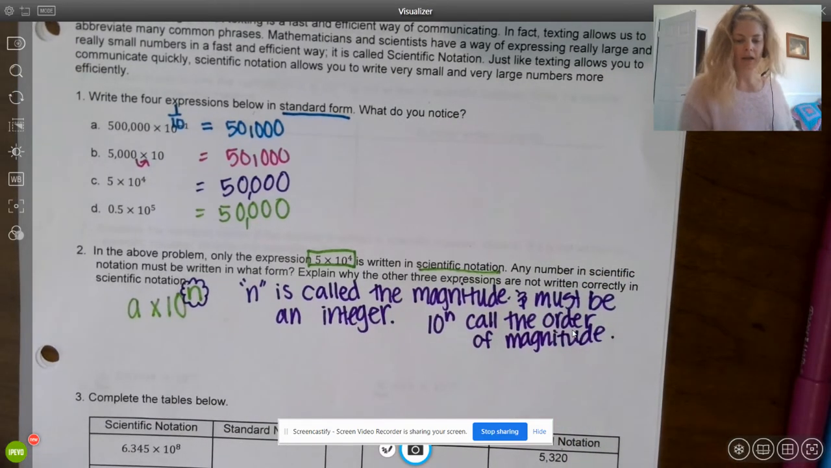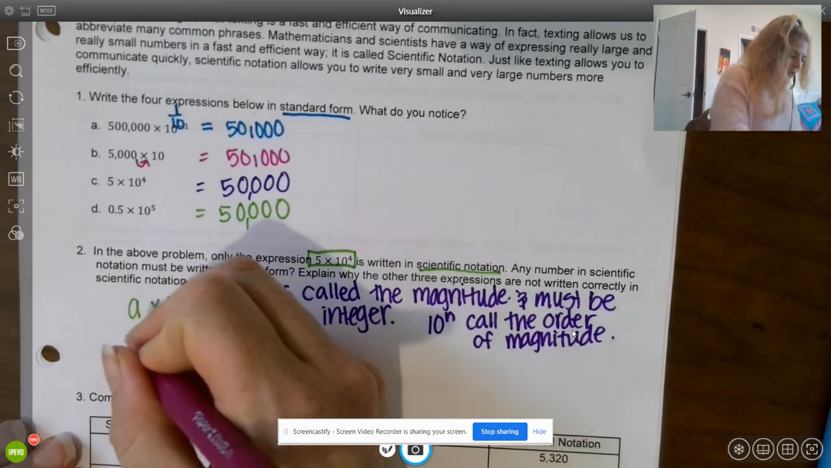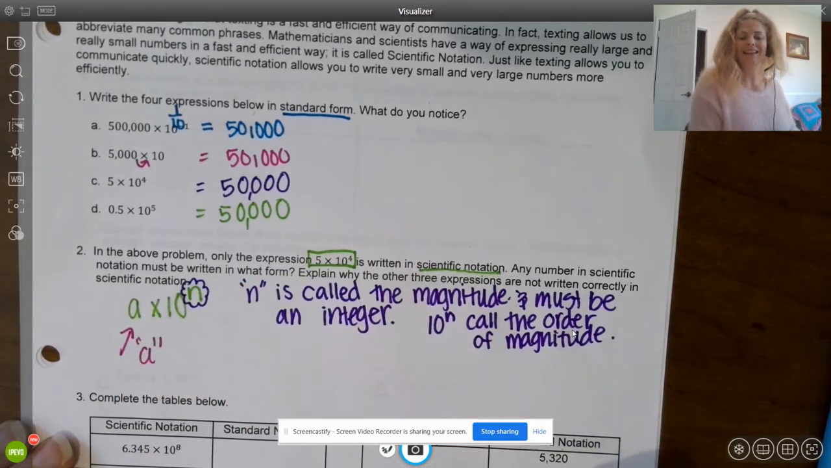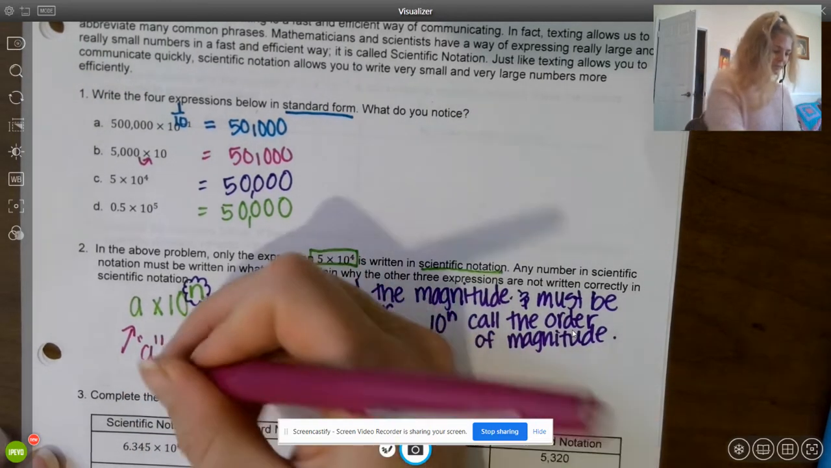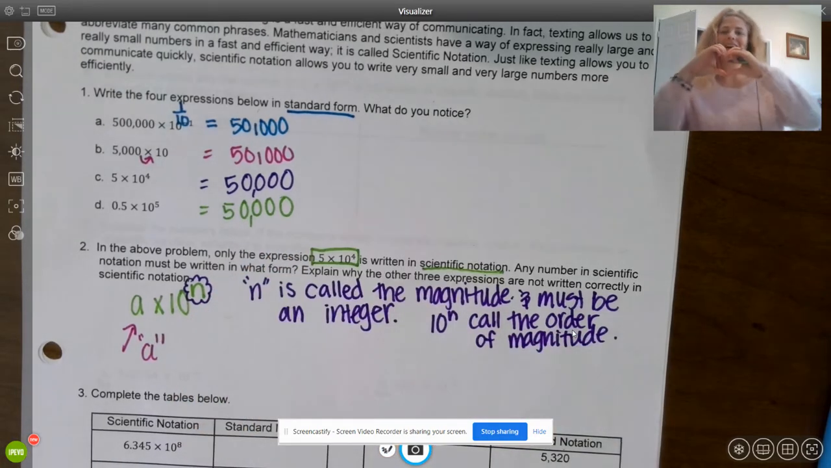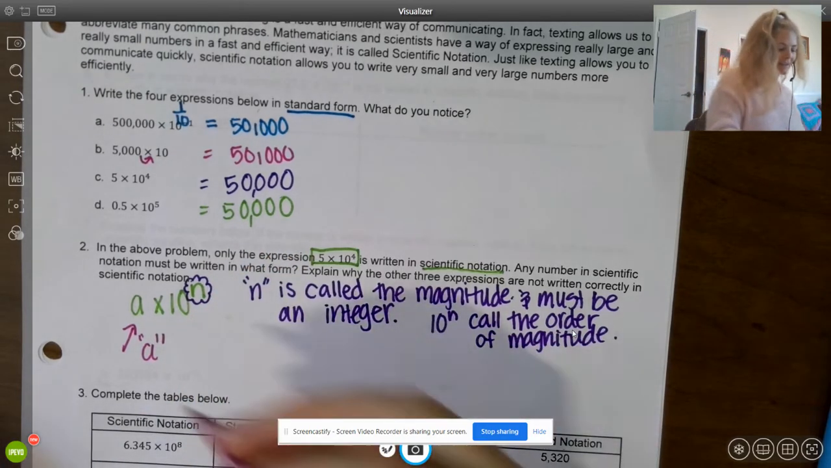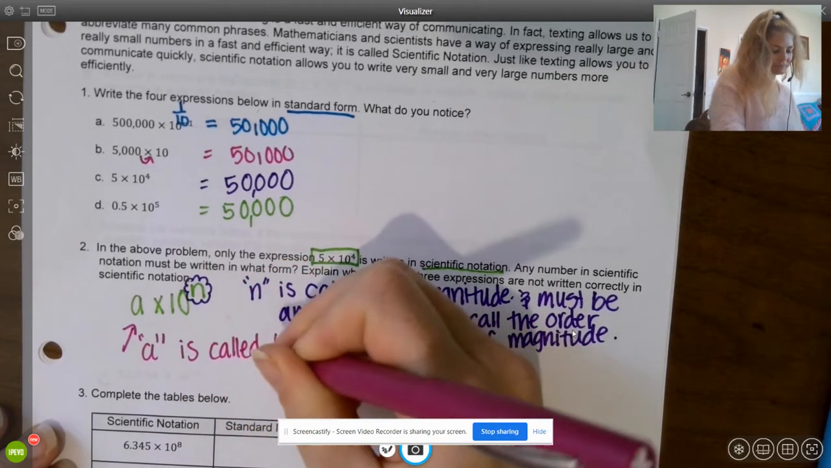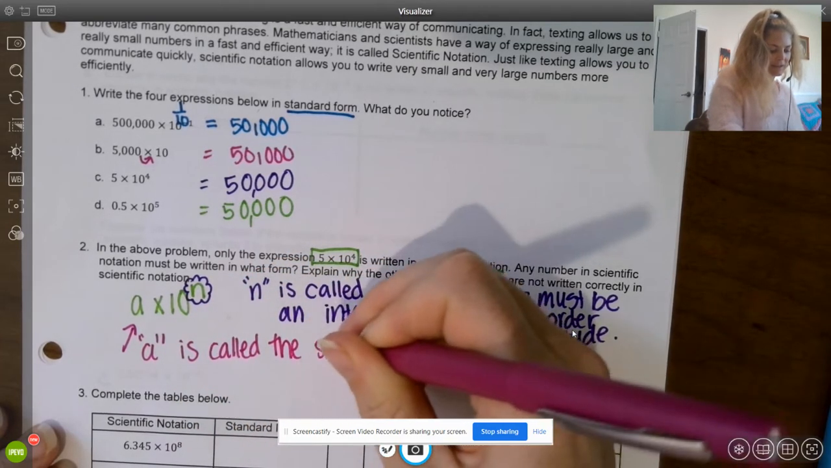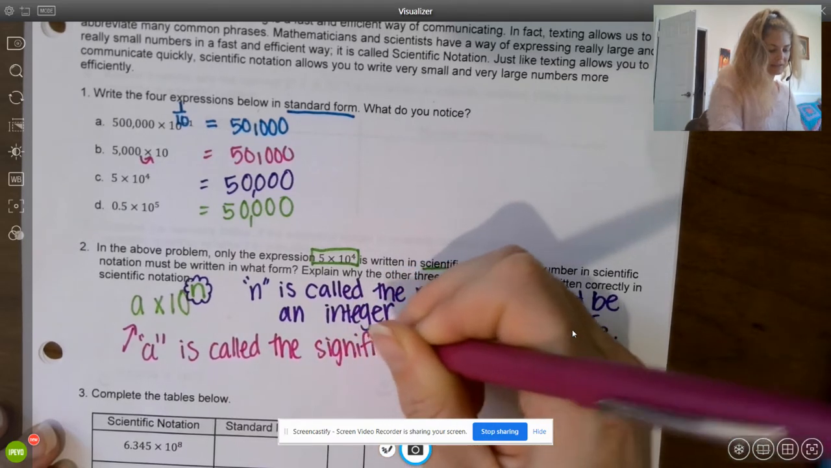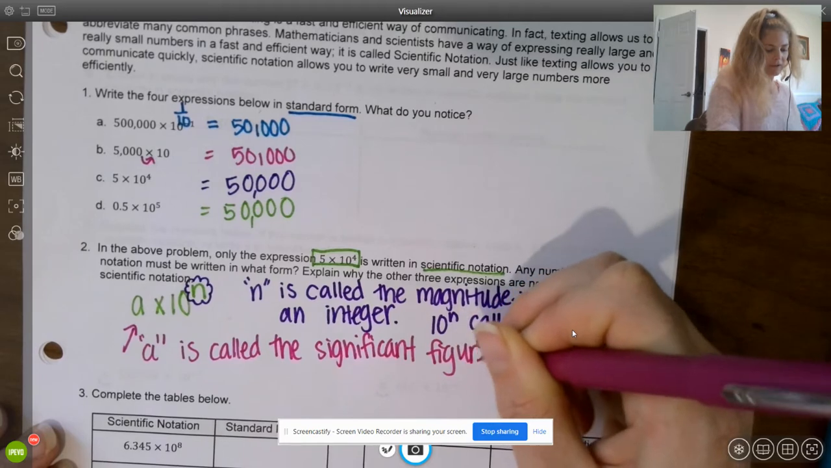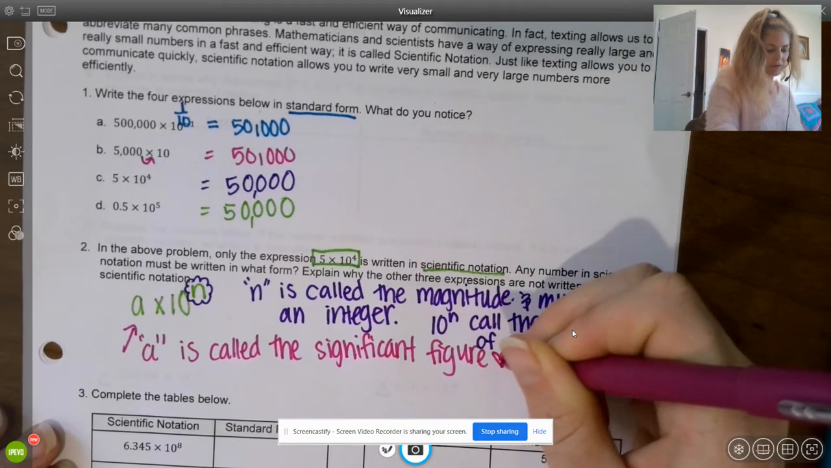Okay. And something else we need to look at is this a value. So a is called the significant figure. Kind of like your significant other. We love our a. Okay, so a is called the significant figure. I can't help myself. I'm going to have to put a little heart.